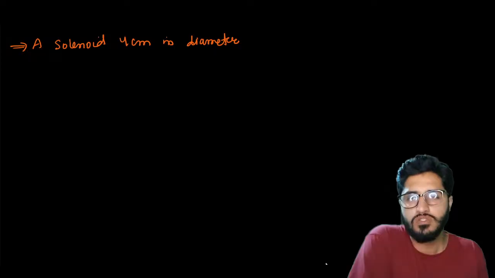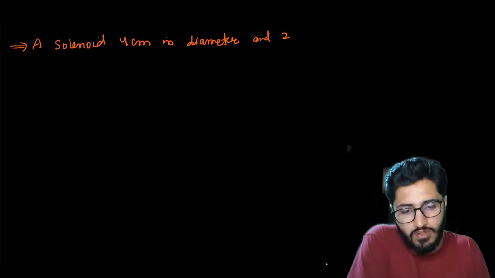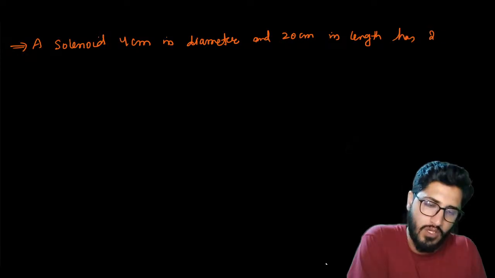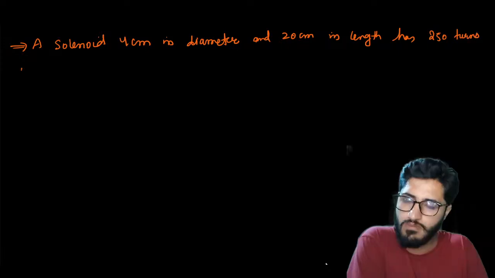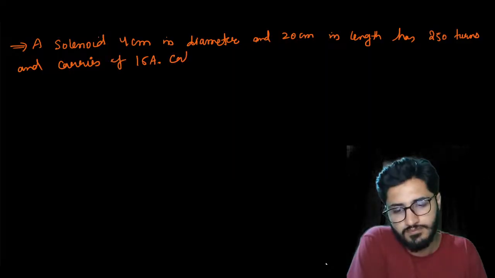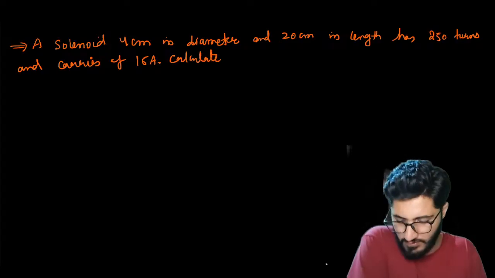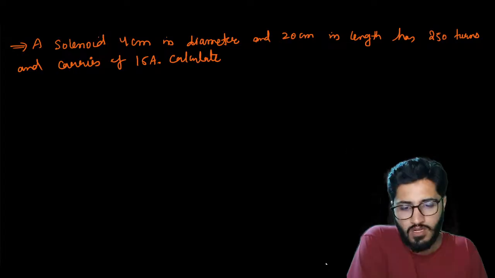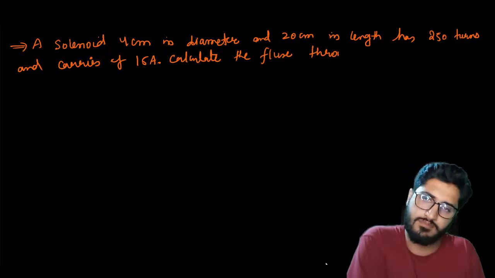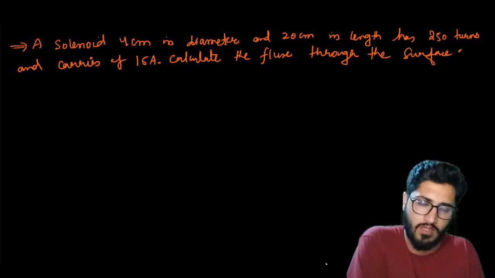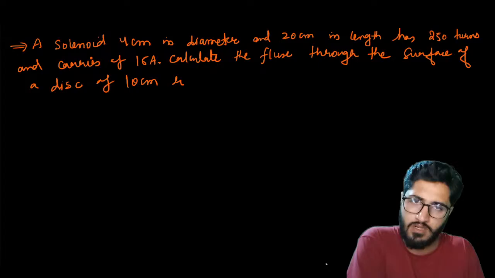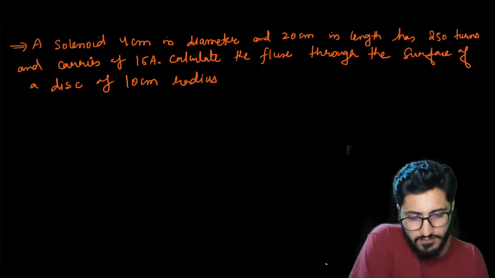Okay. Solenoid 4 centimeter in diameter and 20 centimeter in length has 250 turns and carries 15 ampere current. Calculate the flux through the surface of a disc of 10 centimeter radius.